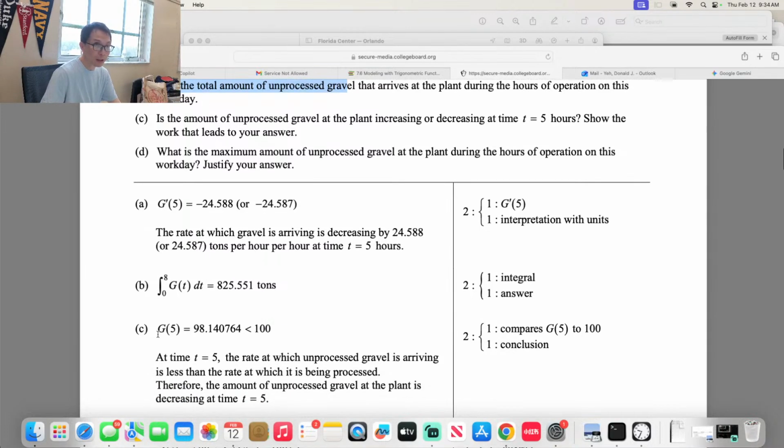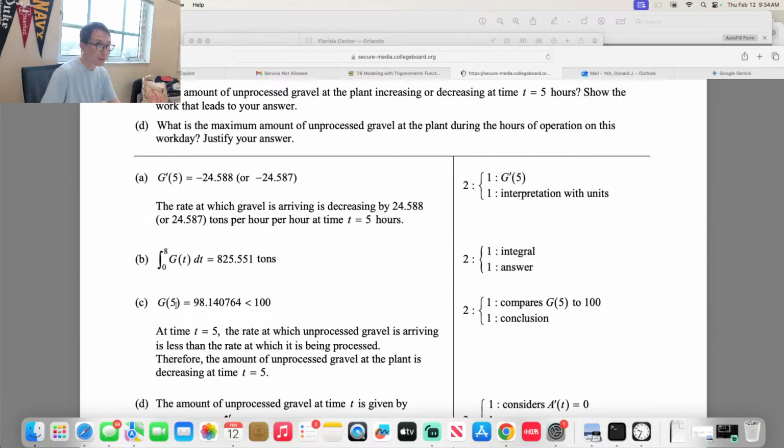All right, so C is going to be G of 5. G of 5 means the rate at 5 is 98.14, but it's compared to the rate of 100 being processed. So that means the rate arriving is less than the rate being processed. Therefore, the processed curve is decreasing at t equals 5. All of these are 2 checks, and if they got negative, that's fine. They got negative 1.859, that's fine. That's going to be negative.